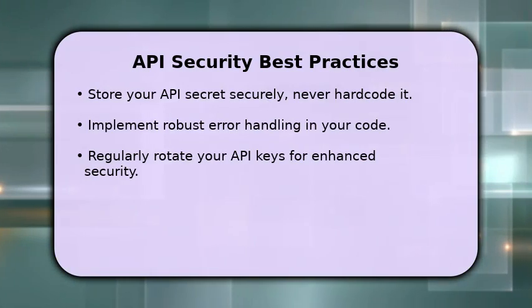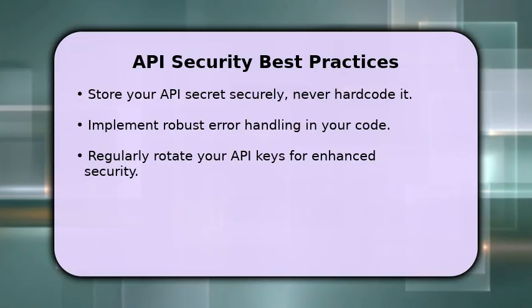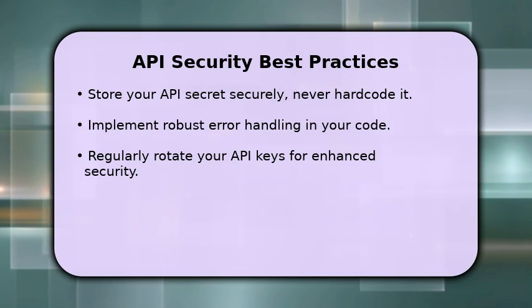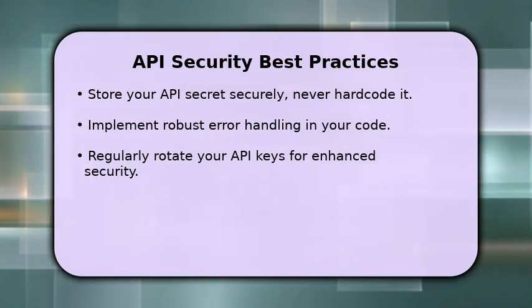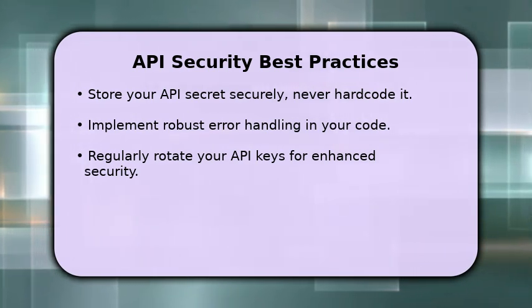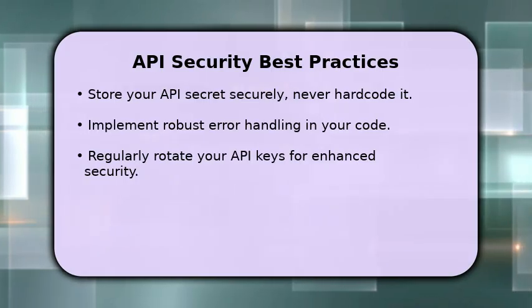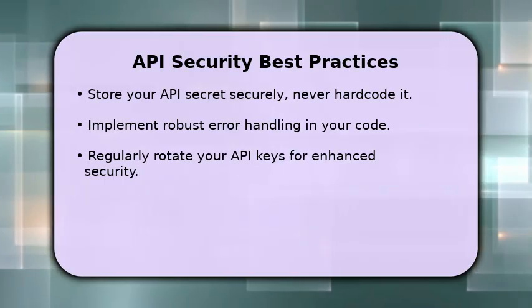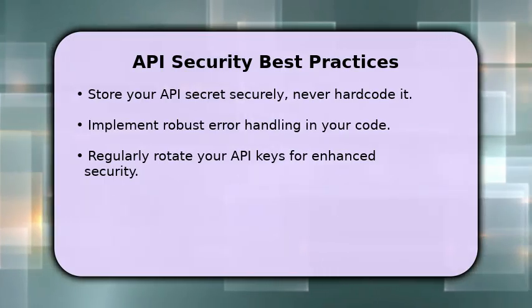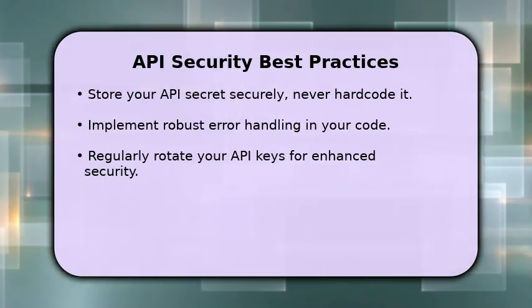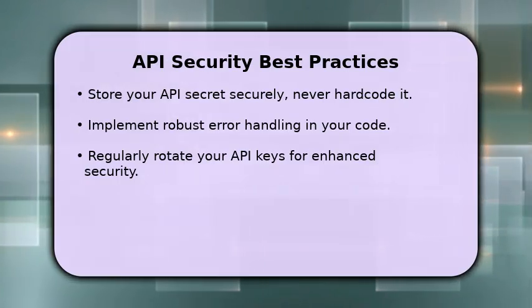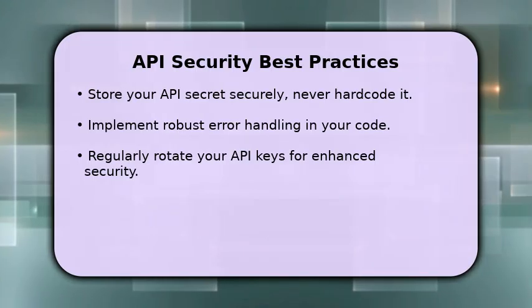Maintaining strong security is paramount when working with the Binance API. Always store your API secret securely, never embedding it directly in your code. Implement comprehensive error handling to manage unexpected responses. It is a good practice to regularly rotate your API keys, perhaps every 3 to 6 months, to minimize risk. Continuously monitor your API usage and logs for any unusual or unauthorized activity, ensuring your assets remain safe.